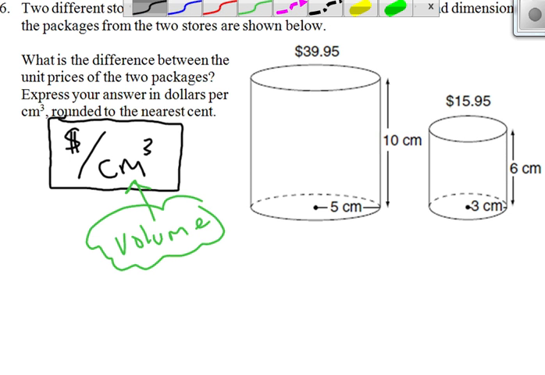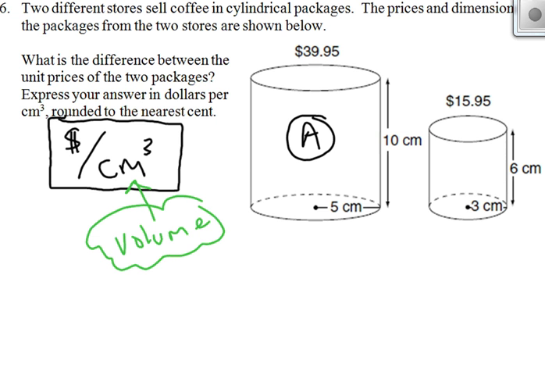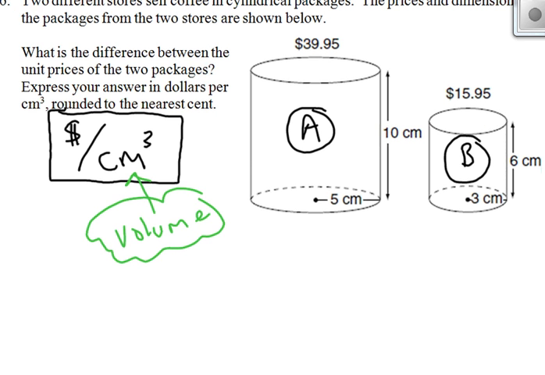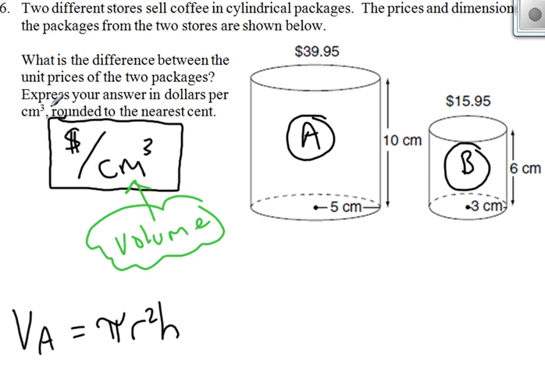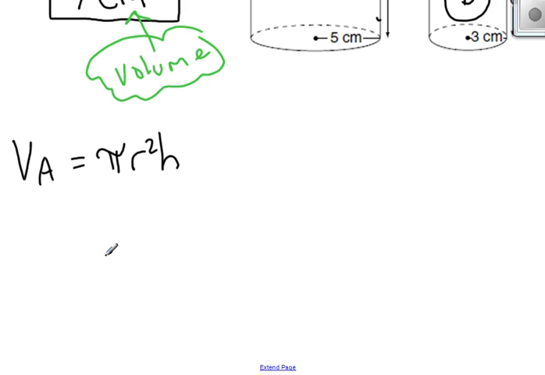Let's start by finding the volume. So I'm going to call this one A, and I'm going to call this one B, and that way I can be very clear about my communication. Let's find the volume of cylinder A. Now the volume of the cylinder, look on your formula sheet, is pi r squared times height. So what do I know? Well, I know the height is 10, and I know the radius is 5. So I know everything I need to find the volume of cylinder A.